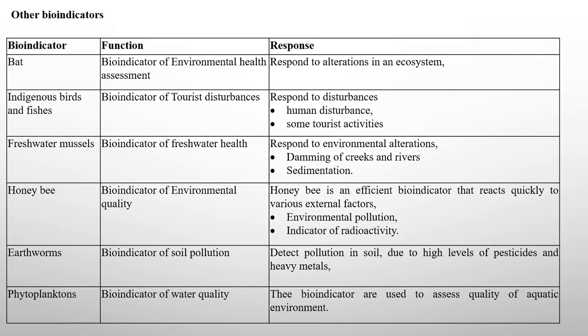So here is the final list of a few other bioindicators that can provide valuable information at different levels of environmental quality. So bats, indigenous birds and fishes, then freshwater mussels, honeybees, earthworms, phytoplanktons, etc. can indicate the various conditions of environmental quality, and by detecting or assessing this quality, appropriate measures can be taken to maintain proper environmental quality.